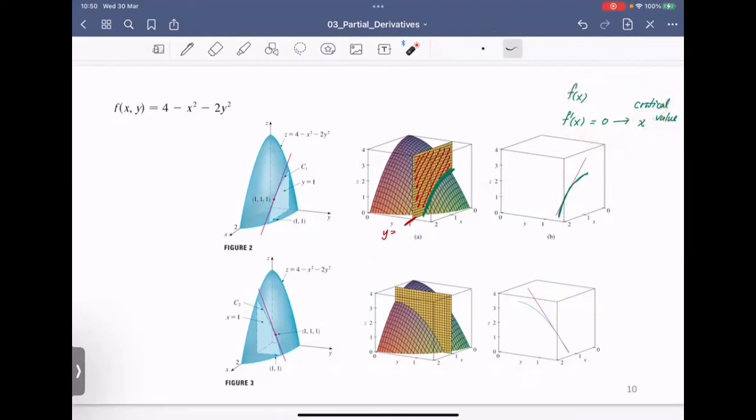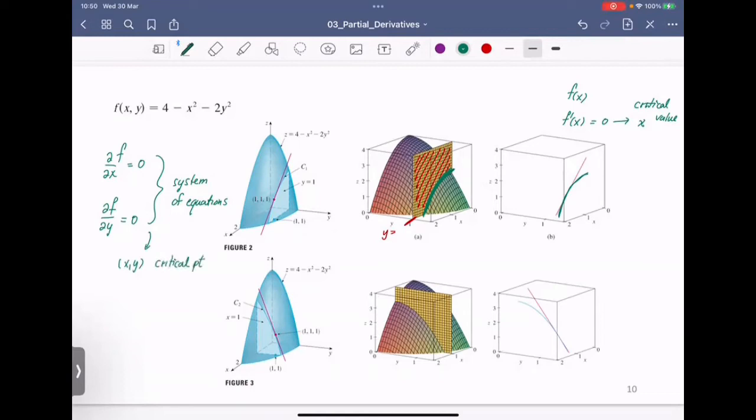So in cal 2, the same thing. If you take the partial derivative with respect to x, you set it equal to 0. You take the partial derivative with respect to y, you set it equal to 0. You're going to get a system of equations. Once you have the system of equations where you set both partial derivatives equal to 0, the point (x, y) that gives you partial derivatives equal to 0 is going to be called a critical point, and these are going to be your candidates for max and min for the surface.